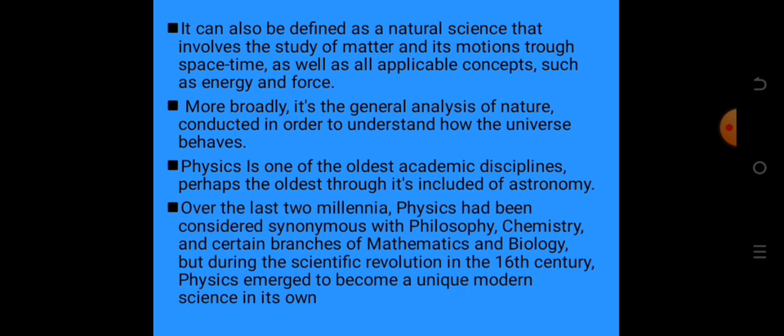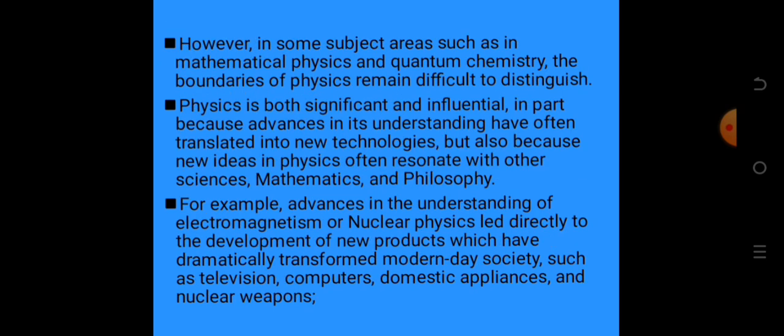and biology. But during the scientific revolution that took place in the 16th century, physics emerged to become a unique modern science in its own right. However, in some subject areas such as mathematics, physics, and quantum chemistry, the boundary of physics remains difficult to distinguish. So when you talk about mathematics, some aspects of chemistry are very difficult to distinguish from physics and other fields.